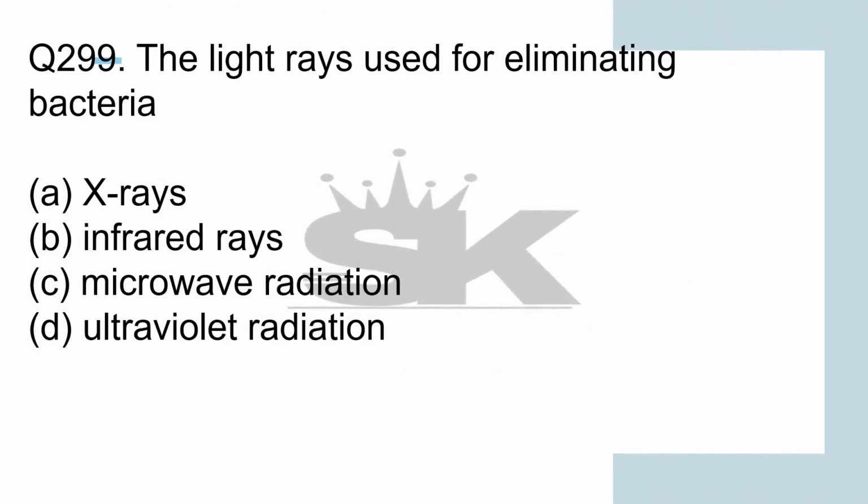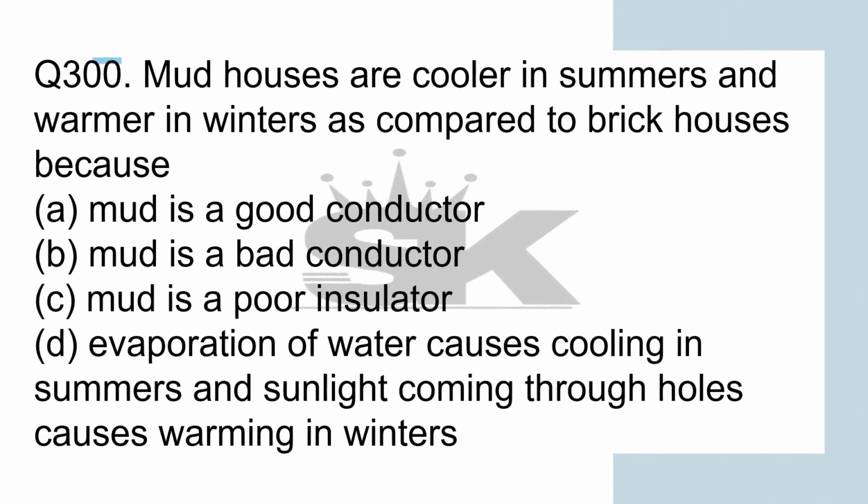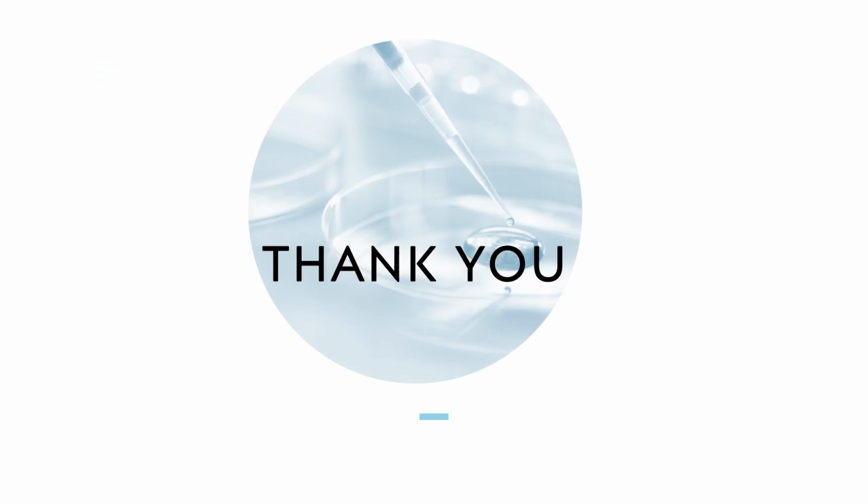The light rays used for eliminating bacteria are ultraviolet radiation. Okay. Mud houses are cooler in summer and warmer in winter as compared to brick houses because mud is a bad conductor of heat. It does not allow external heat to come in during the summer and internal heat to go out of the house in the winter. So mud is a bad conductor. Okay, thank you.